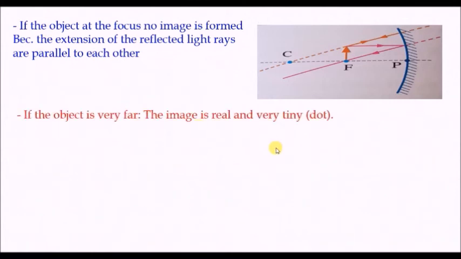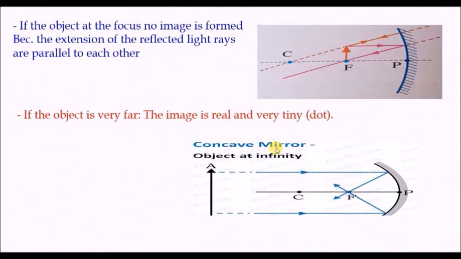And the last case is when the light comes from a very far object. When our object is very far, or the object is at infinity, the light rays come parallel to each other, and as they are parallel they are reflected passing through the focus and intersect at the focus, and so the image is formed at the focus and it is real and very tiny, it means a dot.